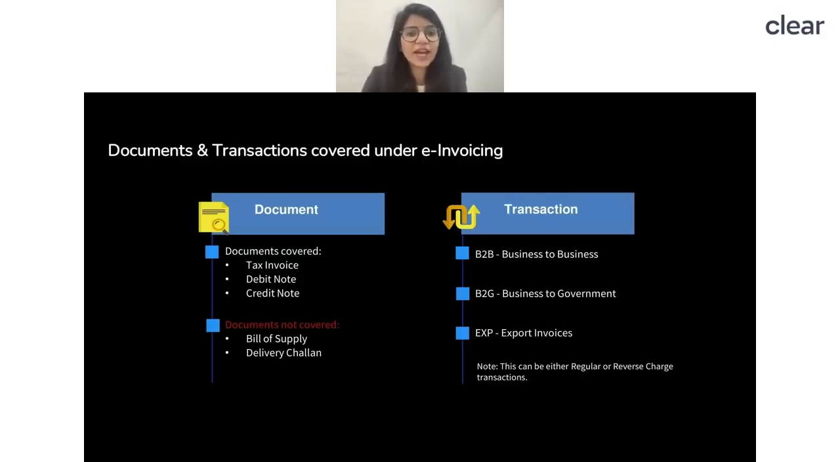Now you have supplied to an unregistered person, which means you have issued a tax invoice to an unregistered person, which is a B2C supply. The question is whether you are required to generate e-invoice in this case or not.